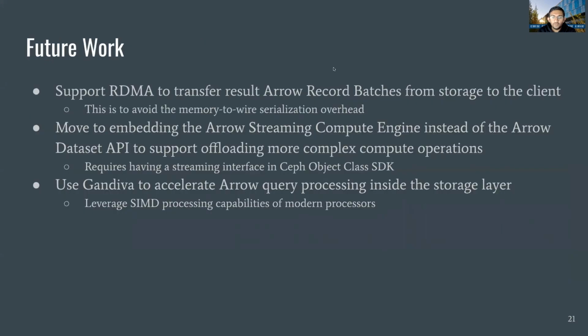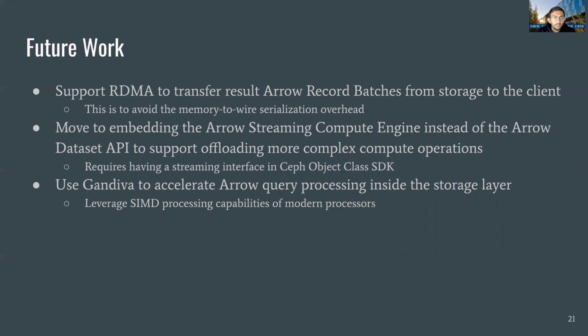Some future work that we plan to do in the coming months over Skyhook is that first we need to fix the memory to wire serialization overhead. This can be done by using RDMA to transfer the column buffers directly from the storage to the client, thus doing a zero copy transfer.